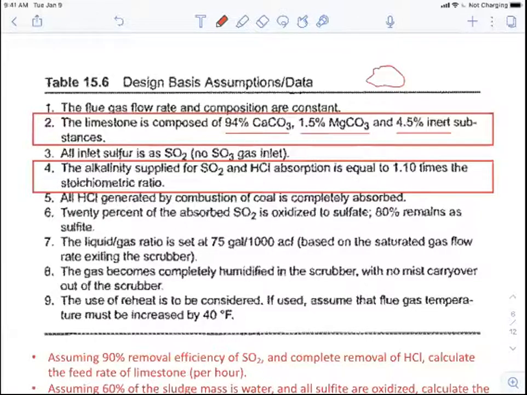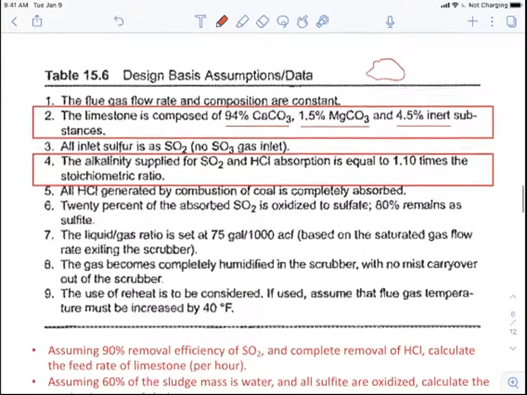And actually there are far more complicated chemical species in there. I would say that even 94% and 1.5% is already a simplified composition. But here we could just assume that the limestone is made of these chemical components. And then this problem also says that the alkalinity is supplied. Basically alkalinity is the reactant that neutralizes the sulfur dioxide and hydrogen chloride.